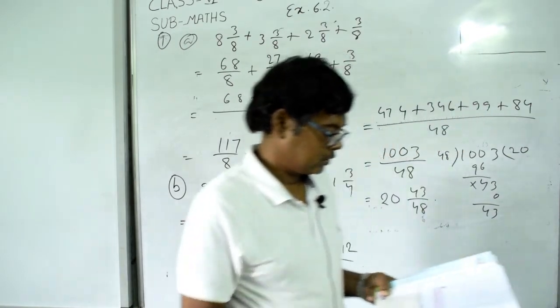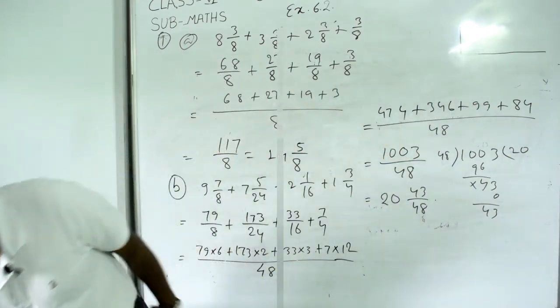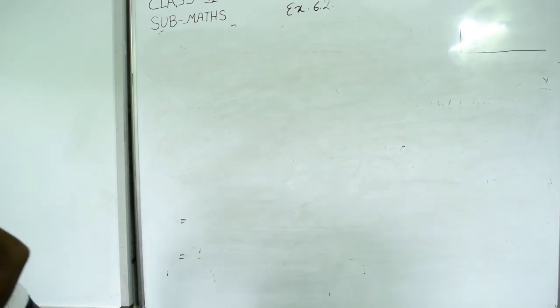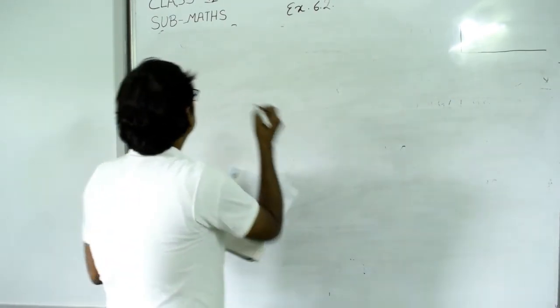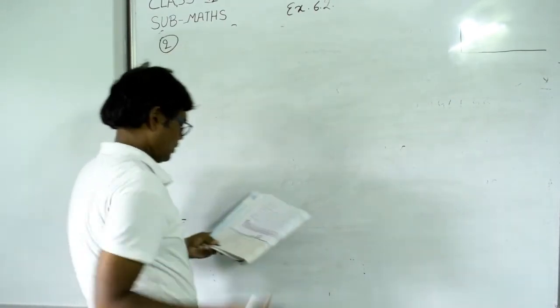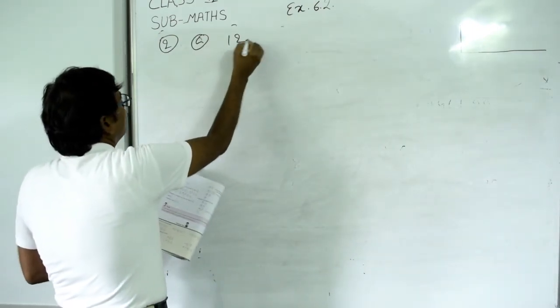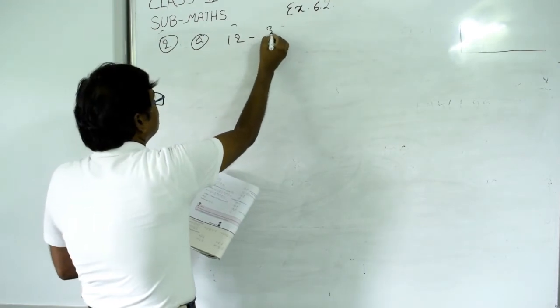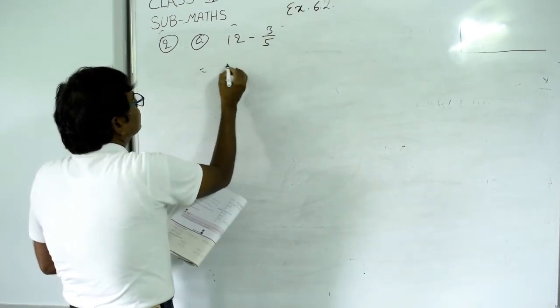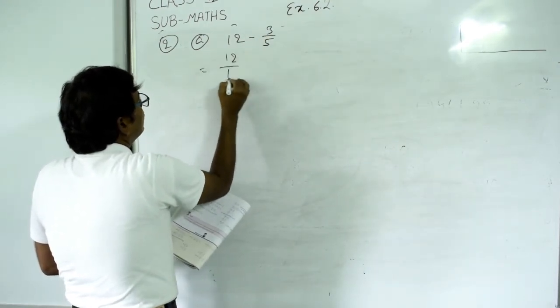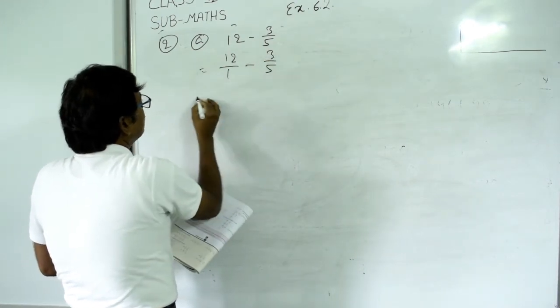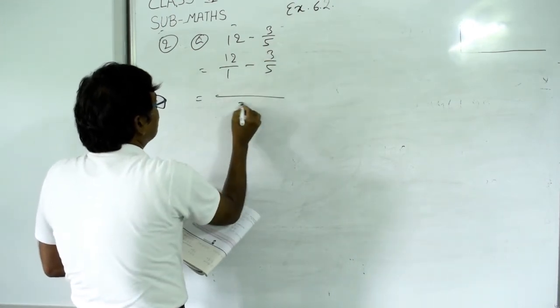Now subtract the following fractions. Question number 2, here subtract. Question number A, 12 minus 3 by 5. So here you can write 12 by 1 minus 3 by 5. Now take the LCM of 1 and 5, it is 5.